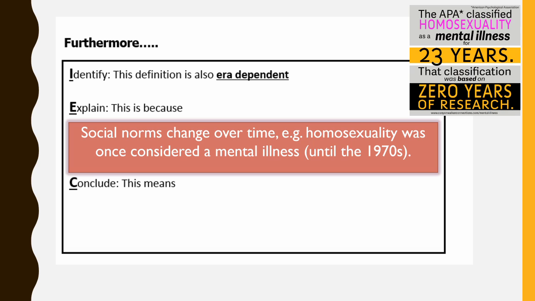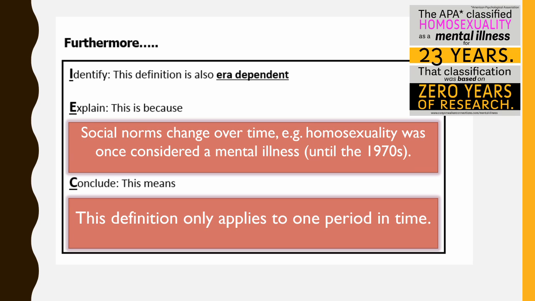Think how many gay individuals you do know at this stage, okay? Social norms have changed over time. Homosexuality is no longer abnormal. It is widely accepted as being a normal behaviour. So this definition, therefore, only applies to one period of time. You cannot take social norms from one era and use them to explain all behaviour right now. So that's the second criticism, okay? Not only is it culturally relative, it is era dependent.